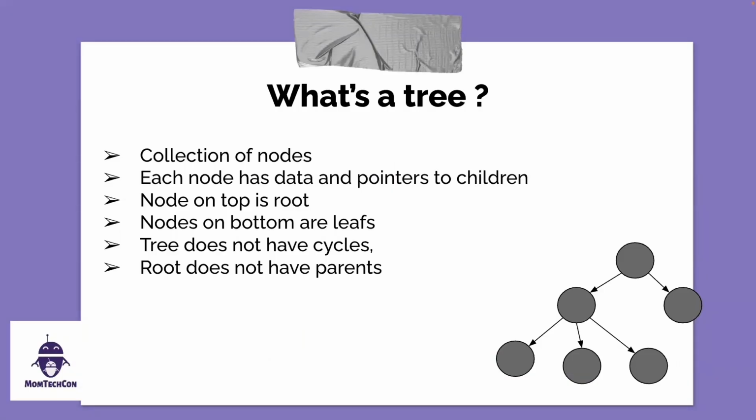Let's define trees first. A tree is an acyclic graph that contains a collection of nodes. Each node has some data and a reference on the following nodes, which we are calling children. A tree has a root, which is at the top of the tree. The root node does not have any parent. The bottom nodes are called leaves.